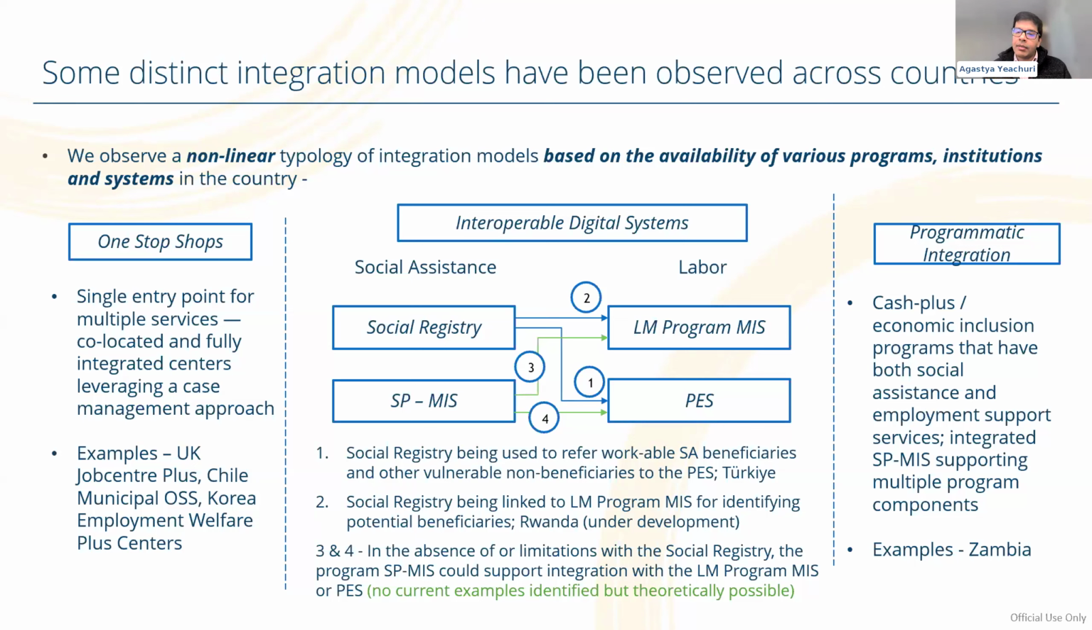And on the right side, you have a different model, which is a programmatic integration. This typically involves cash plus or economic inclusion programs that have both social assistance and employment support services as different components within the same program. For example, in Zambia, in Burundi, and so on. Next slide, please.